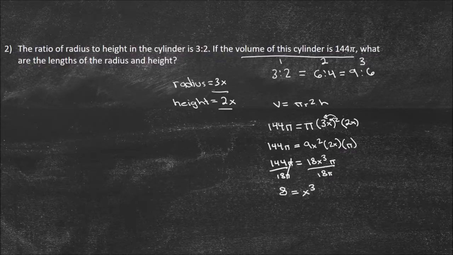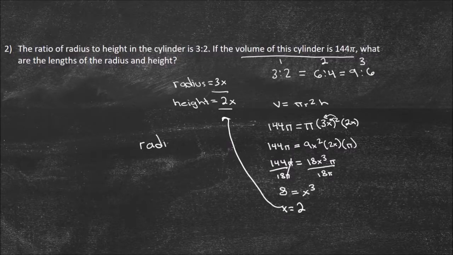equals x cubed. And let's think, well, what x times x times x has to equal 8? Well, let's check. So 2 times 2 times 2 equals 8, so x equals 2. Okay, well that's not the question because it wants what is the radius and what is the height. Well, I need to plug that back into these. So now the radius is going to be 3 times x, and the height is going to be 2 times x, and I know my x is 2, so the radius is 6, and the height is 4.